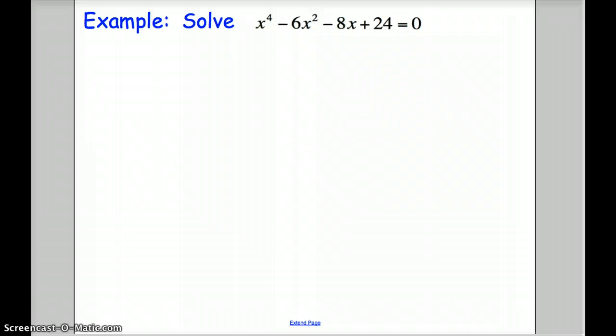Okay, let's look at our final example here. We have an example with x to the 4th minus 6x squared minus 8x plus 24. And it simply says solve. It's not a function that you're going to graph. It just says solve. And the only way to solve is if we can factor this.